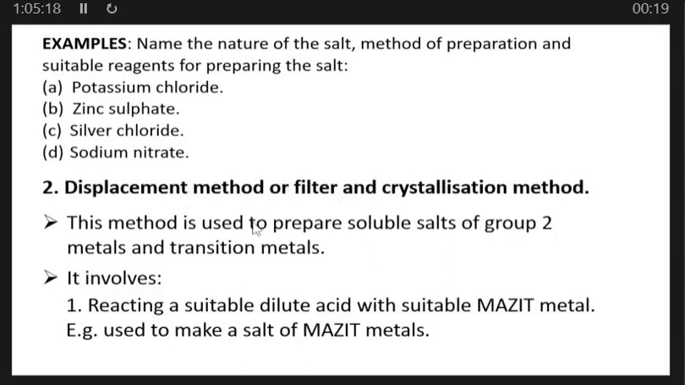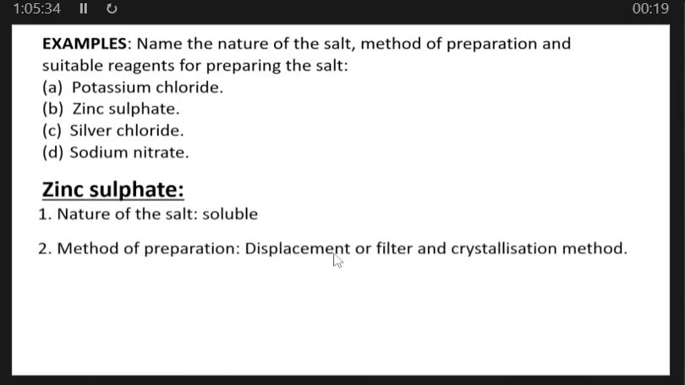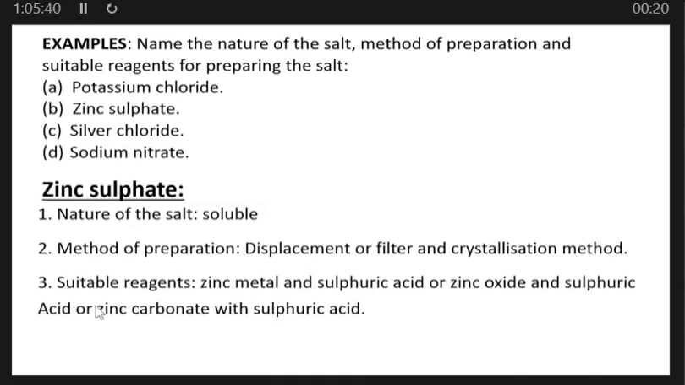All right. So let us look at the actual reactants that can be used to prepare zinc sulfate. So here we are saying zinc sulfate, nature of the salt, soluble. Then method of preparation, displacement or filter and crystallization method. Then suitable reagents: zinc metal itself and sulfuric acid, or zinc oxide and sulfuric acid, or zinc carbonate with sulfuric acid.